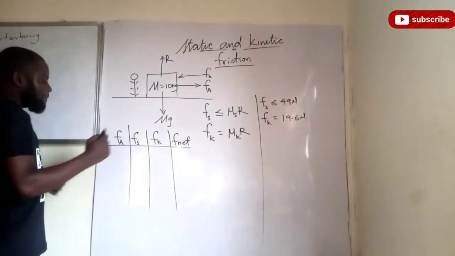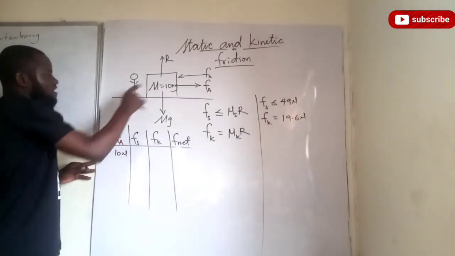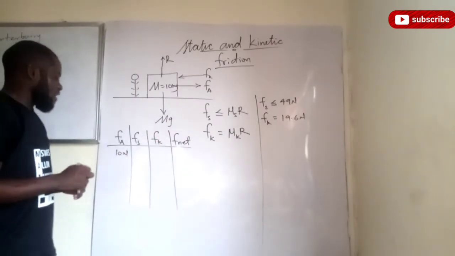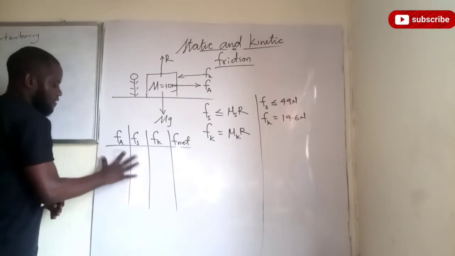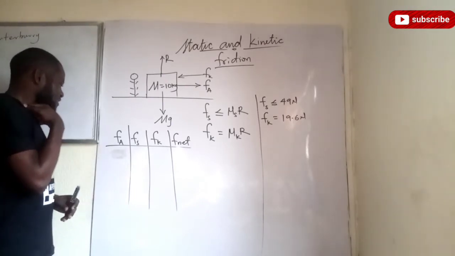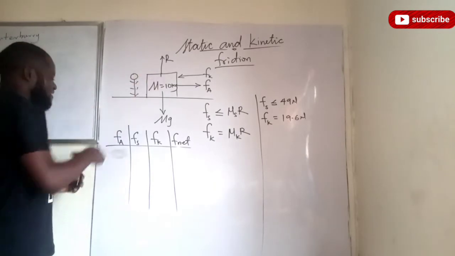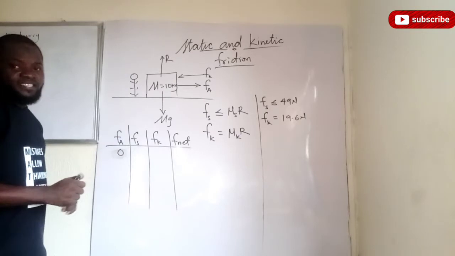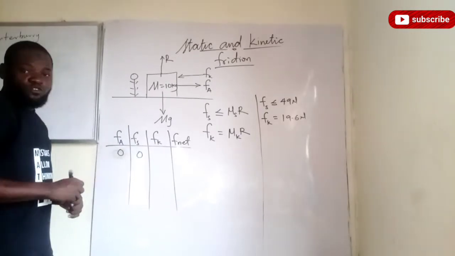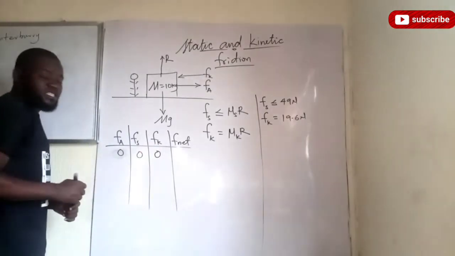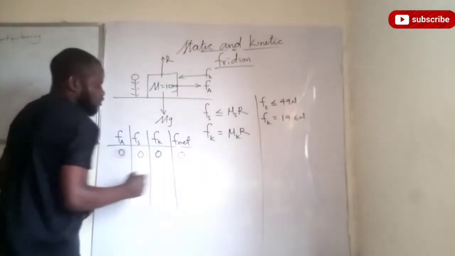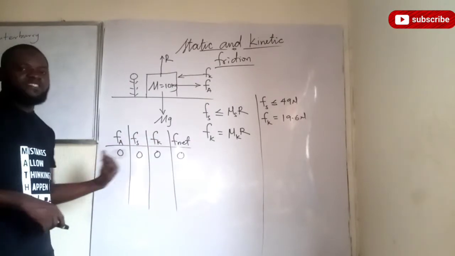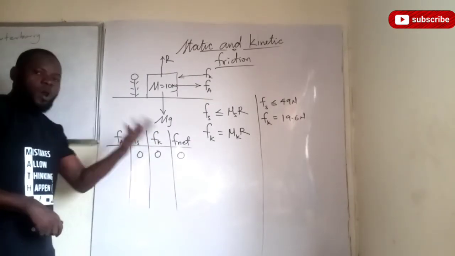Now watch, if I apply a force of 10 Newton on this body, what will be the static frictional force? Okay, let's start from 0. Let's take for instance that there is 0 applied force on this body. If the force on this body is 0, then the static frictional force is 0. The kinetic frictional force is also going to be 0, and the net force will be 0. Why? Because once there is no applied force, there is no force that they are going to oppose.